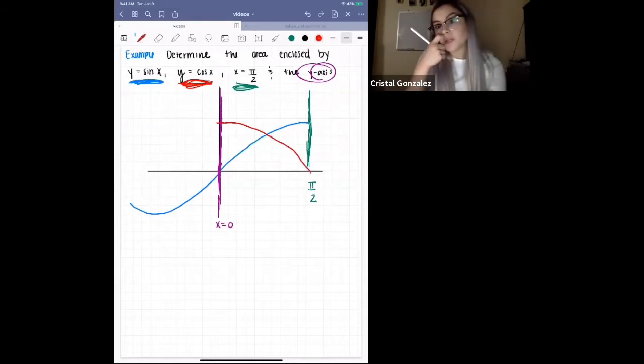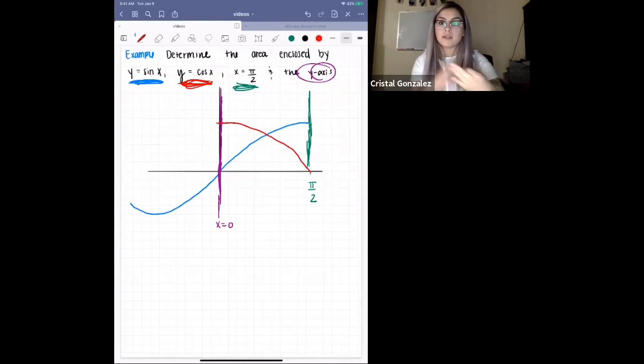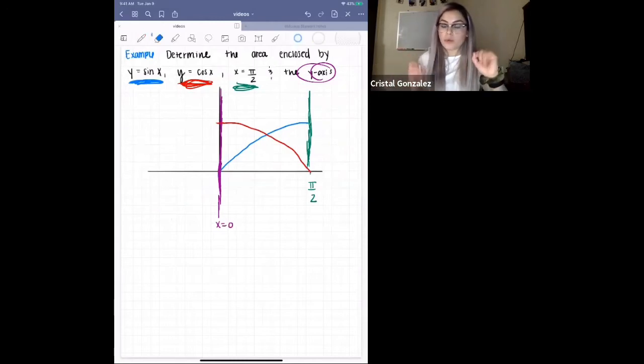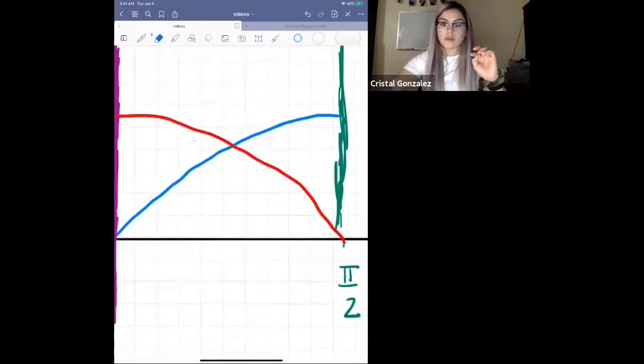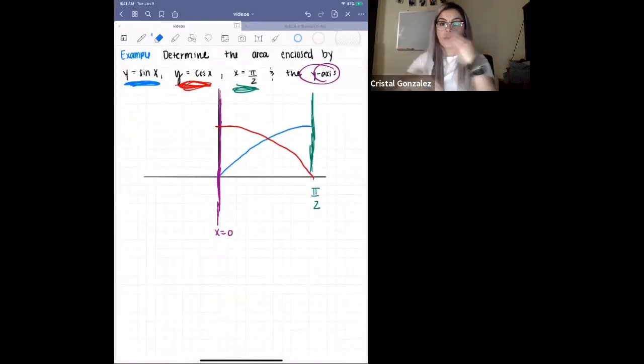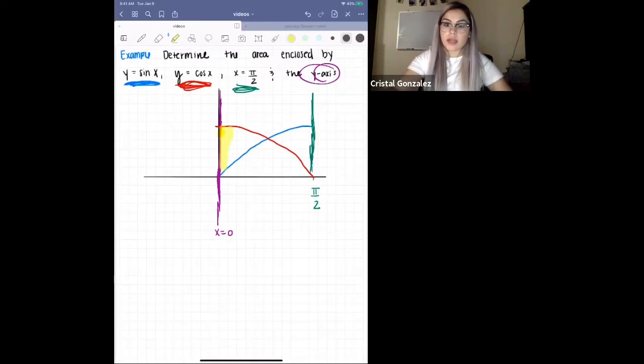So what they really want is the area enclosed by our sine, cosine, pi over 2, and our y-axis. So if we look at where all three of those are happening, we don't really need that piece. What we really do need is what's going on over here. So we're going to find out where they cross each other and where they're bounded by each other. And that's going to happen here and here.